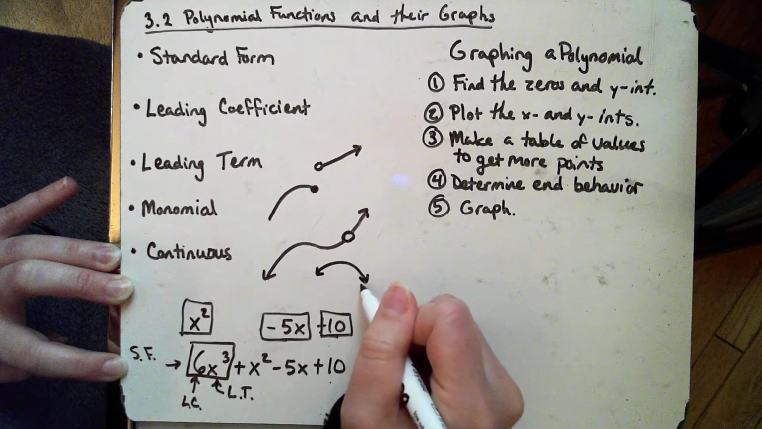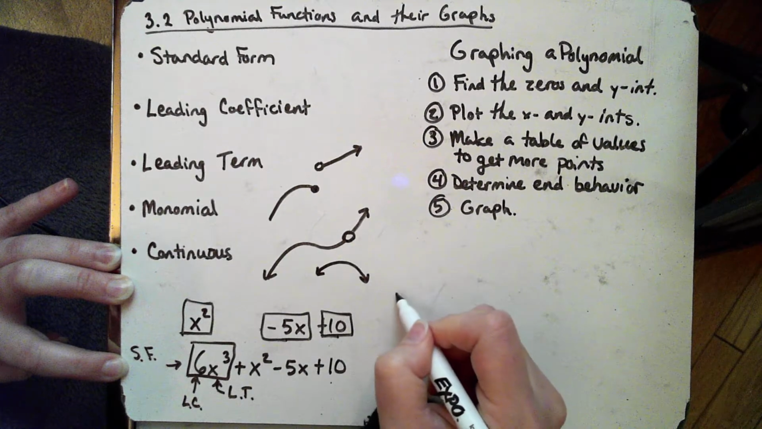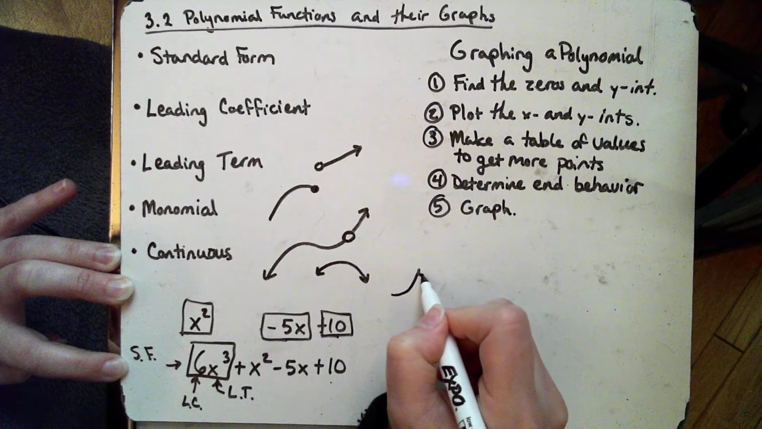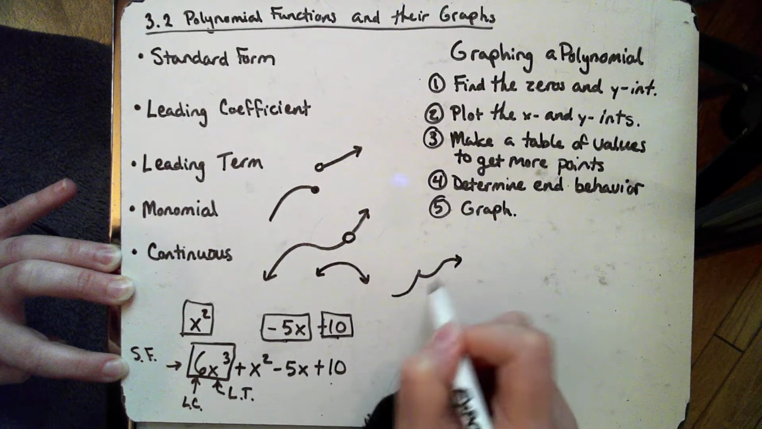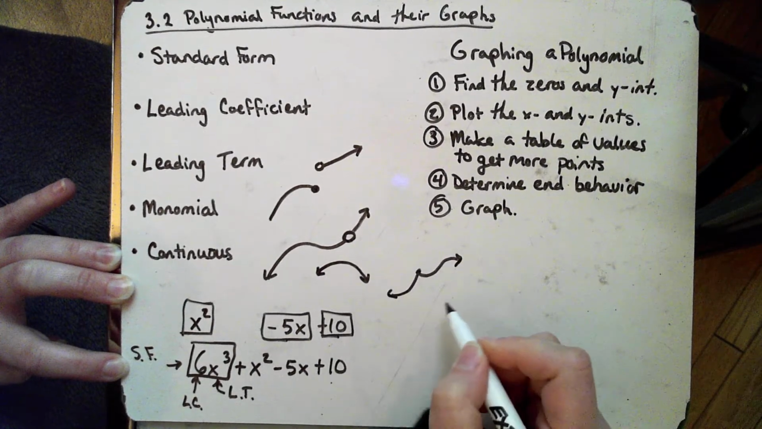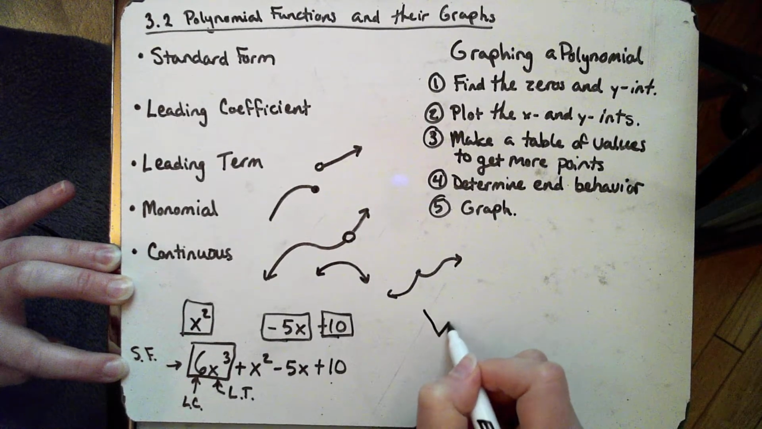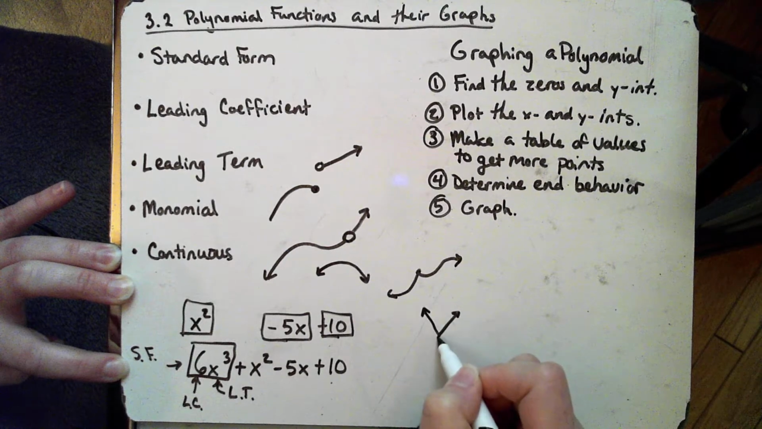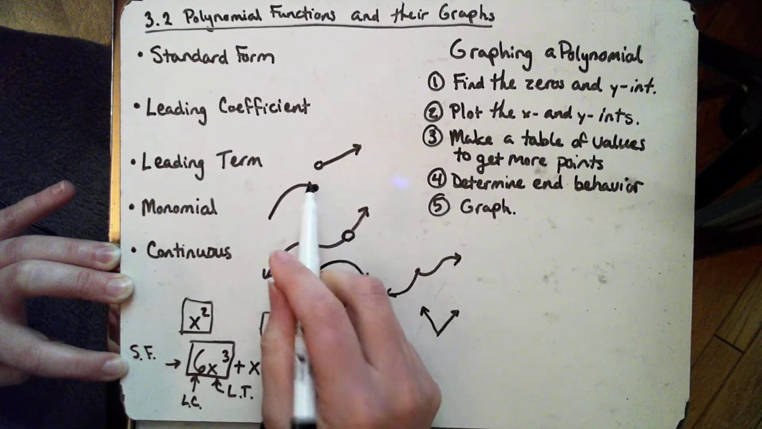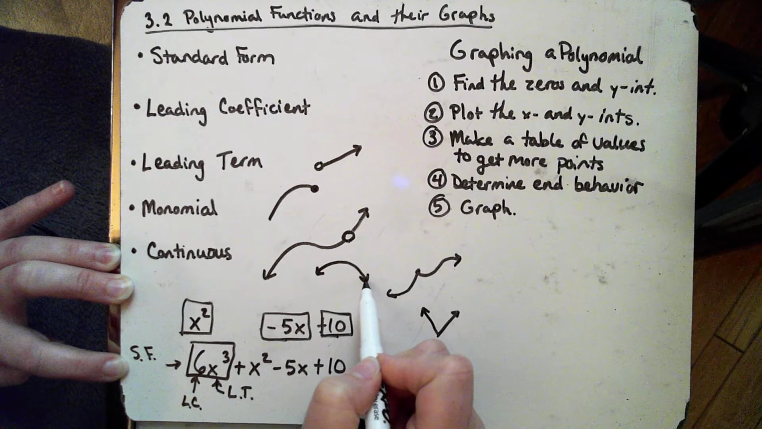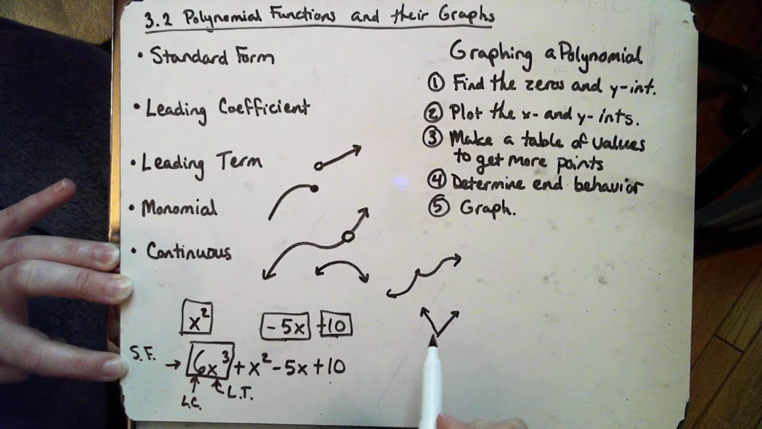So continuous means it's one smooth curve like this. It can be any shape as long as it's smooth, and it doesn't have a cusp like that. It doesn't have a cusp in it. It doesn't have a corner like an absolute value function would have, and it doesn't have any holes or breaks in it. This is continuous. The rest of these are not.